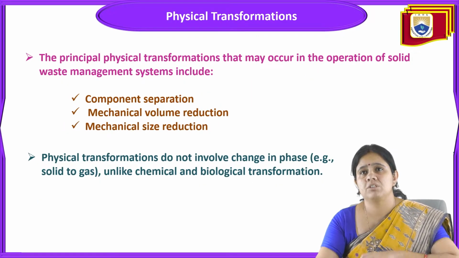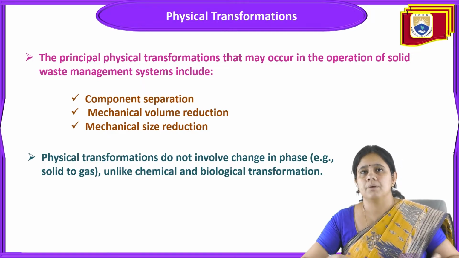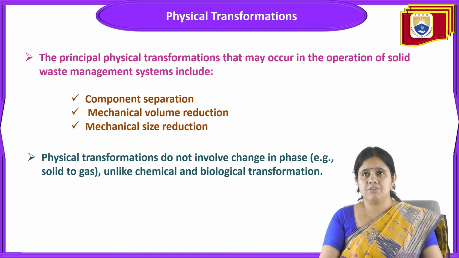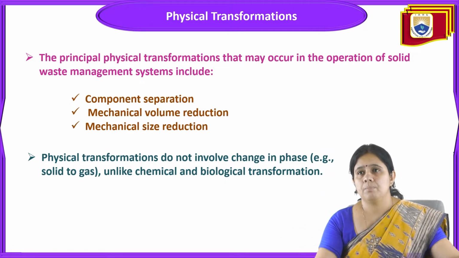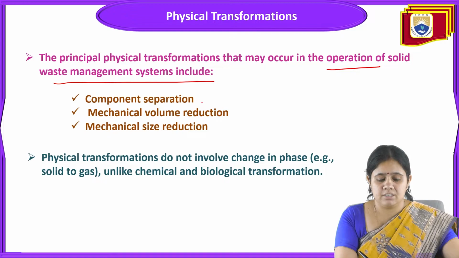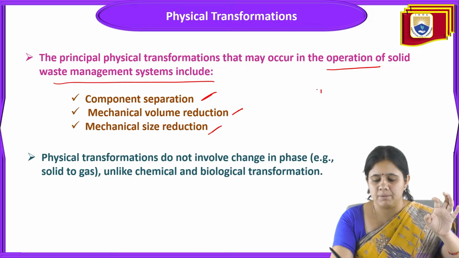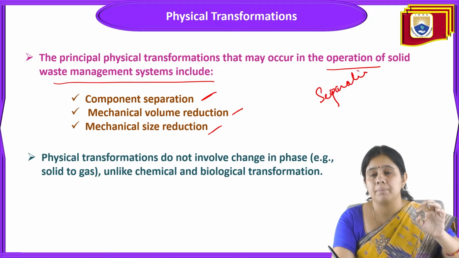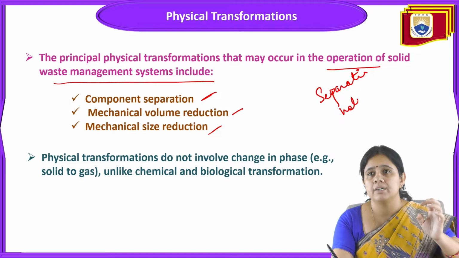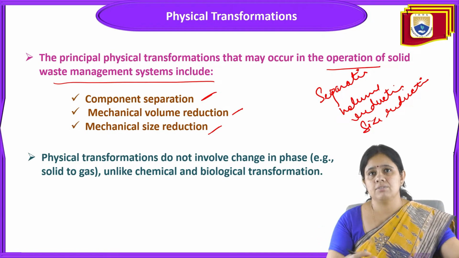Now we come to the next point: the physical transformation. How does physical transformation take place in a solid waste management system? The principal physical transformation that may occur in the operation of a solid waste management system includes three methods. First is component separation, the separation of the components; then mechanical volume reduction, and mechanical size reduction. All these are transformations of the solid waste, and this will happen at the final stage.